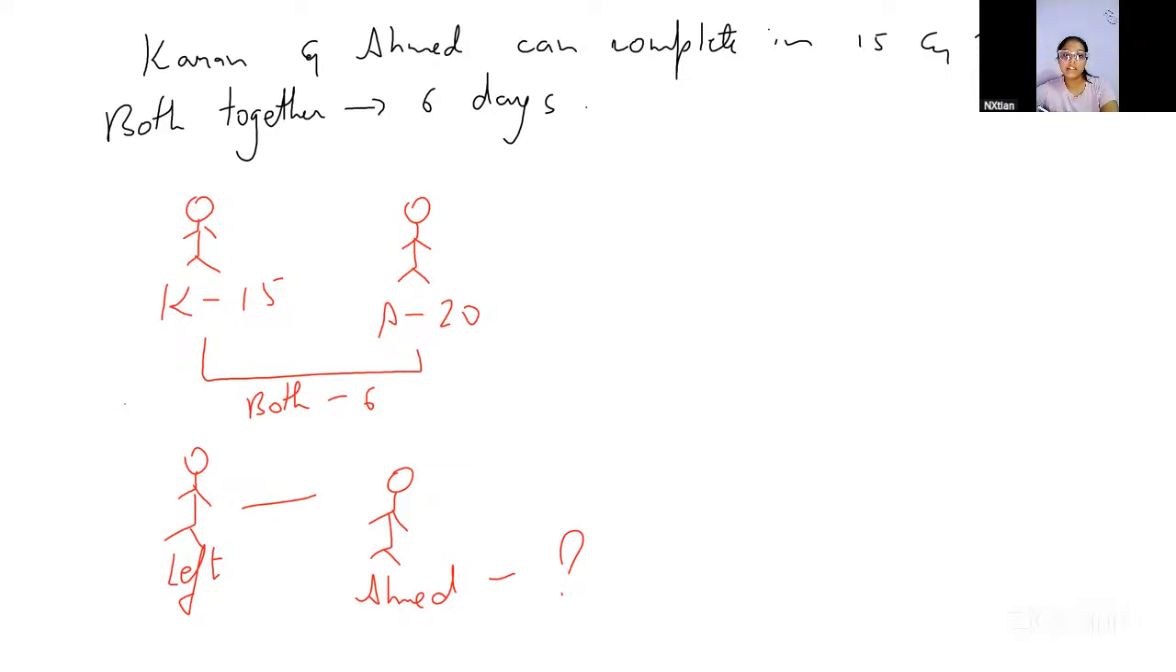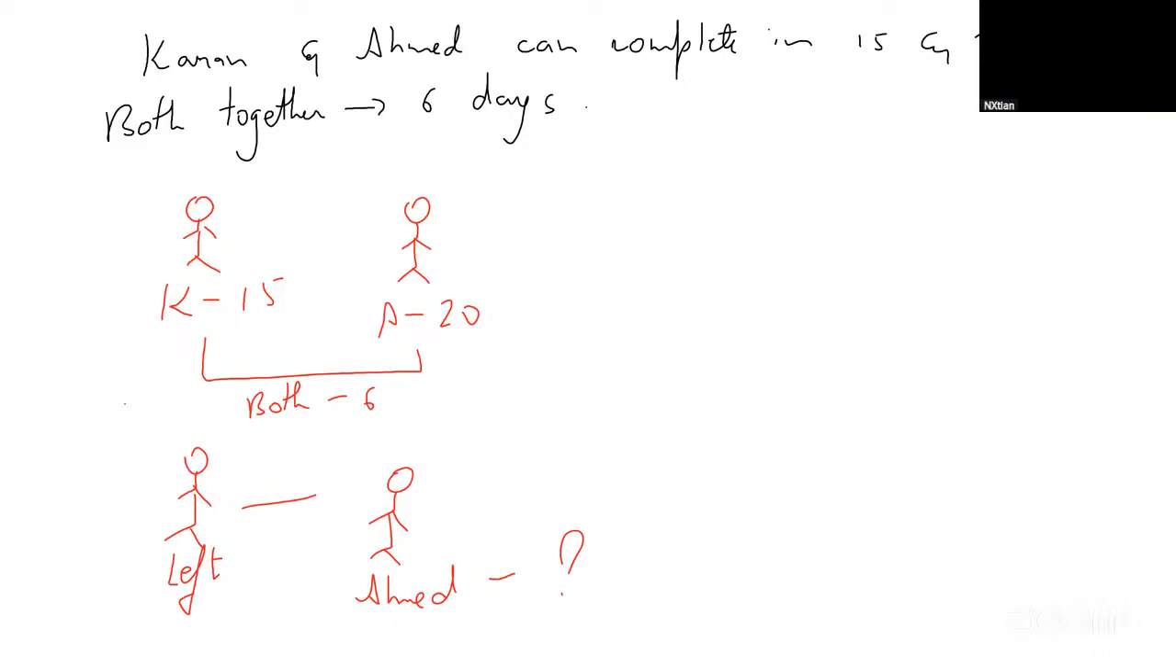Then we will find out their 6 days' work. From that, we'll find how much they complete together in one day. Then we'll find out how much they did together in 6 days. When we have one day, we can multiply it by 6 and find out how much work they did together in 6 days. That we can find out.